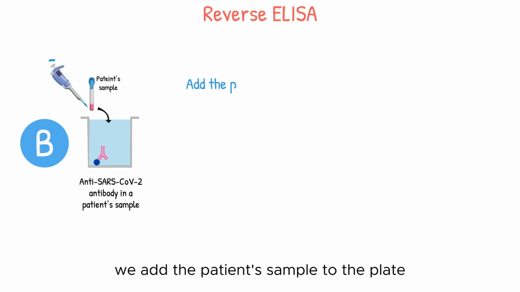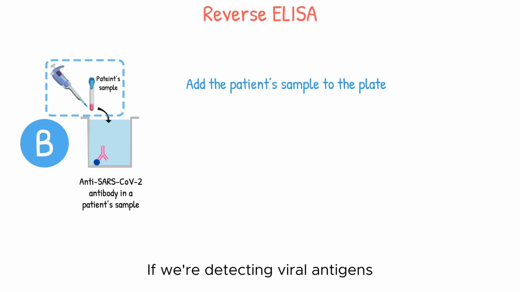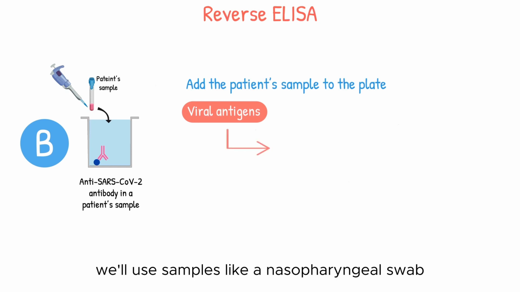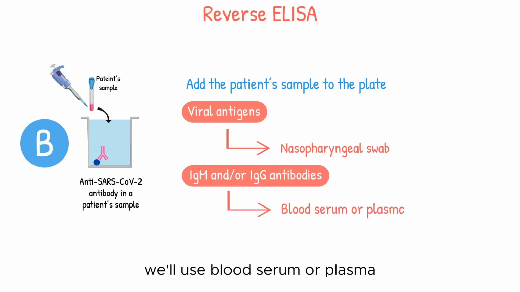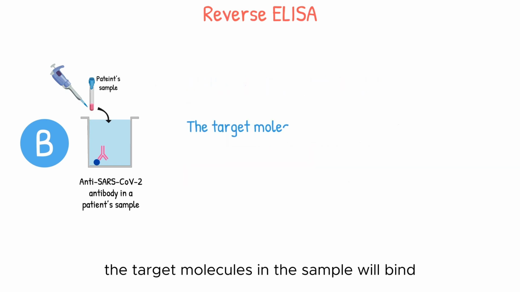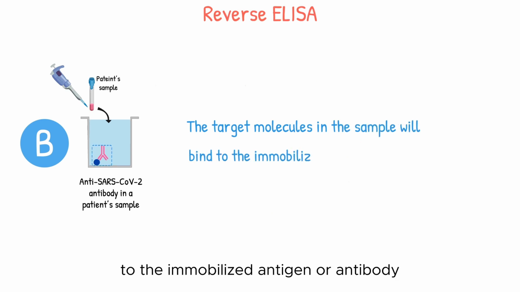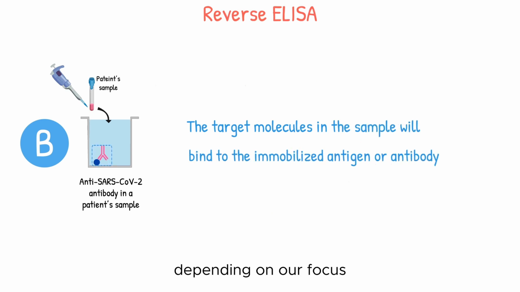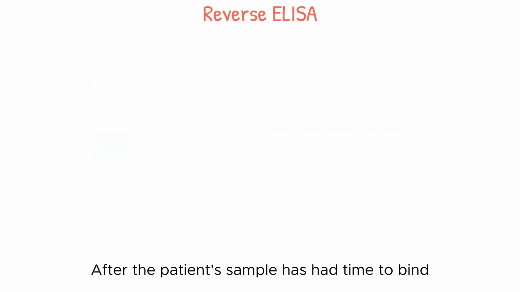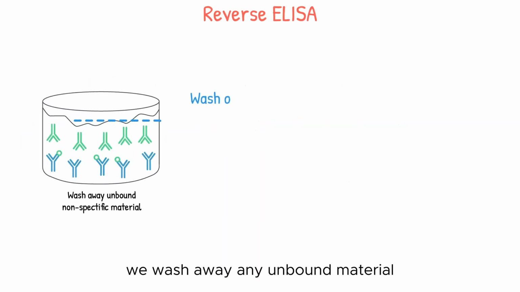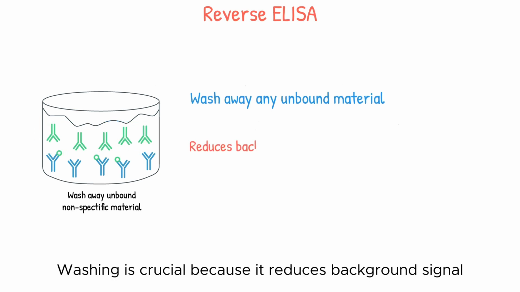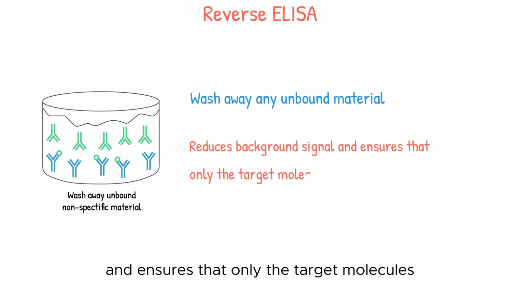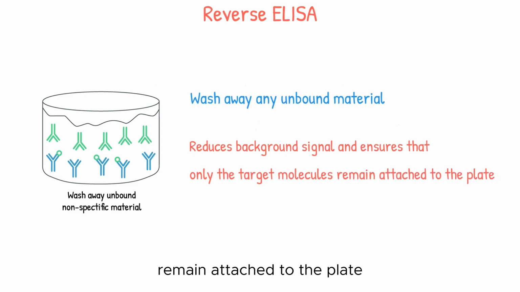Next, we add the patient sample to the plate. If we're detecting viral antigens, we'll use samples such as nasopharyngeal swab, while if we're detecting IgM and/or IgG antibodies, we'll use blood serum or plasma. During this step, the target molecules in the sample will bind to the immobilized antigen or antibody, depending on our focus. After the patient's sample has had time to bind, we wash away any unbound material. Washing is crucial because it reduces background signal and ensures that only the target molecules remain attached to the plate.